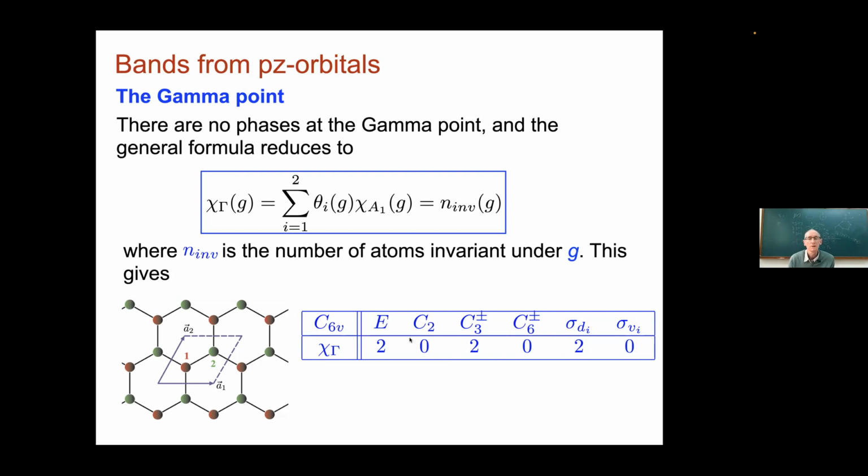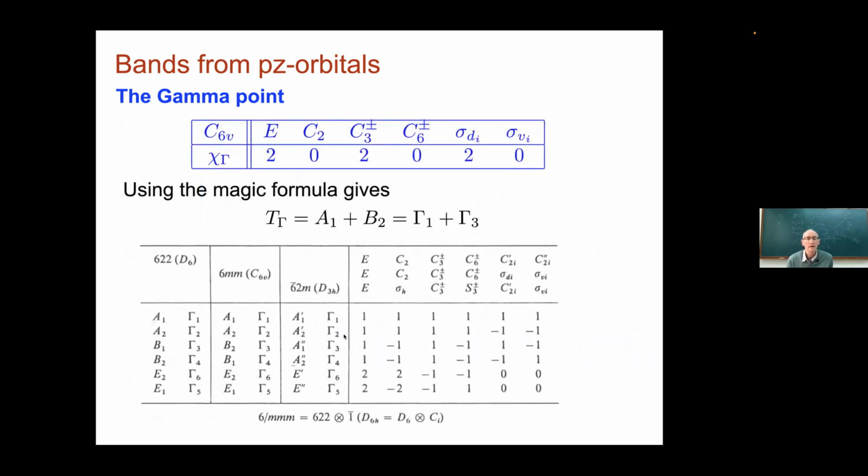I have to decompose it into irreducible representations of the group C6V. Basically, these are the irreducible representations according to your tables. So I have to look at this. And then, just by using the magic formula or just by inspection, I realize that this is equal to A1 plus B2. This is A1, this is B2, and as you see, if I add these 2 things, I get exactly these characters. Otherwise, if you cannot guess it, just use the magic formula.